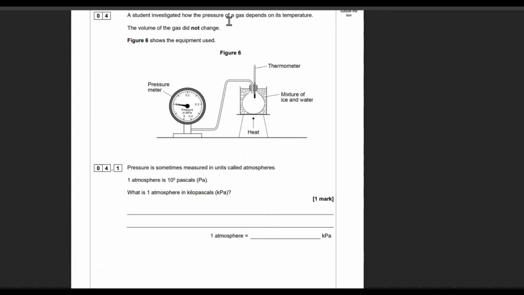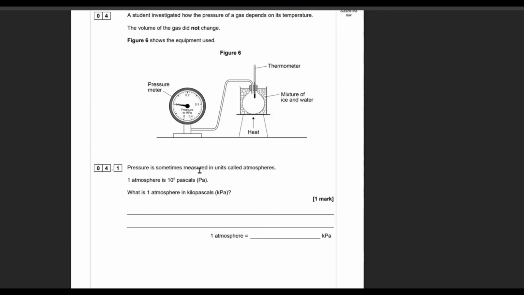All right. Question 4. A student investigated how the pressure of a gas depends on its temperature. The volume of the gas did not change. Figure 6 shows the equipment used. We've got the pressure meter, we've got a thermometer, we've got a mixture of ice and water cooling this bulb, and we've got heat underneath.